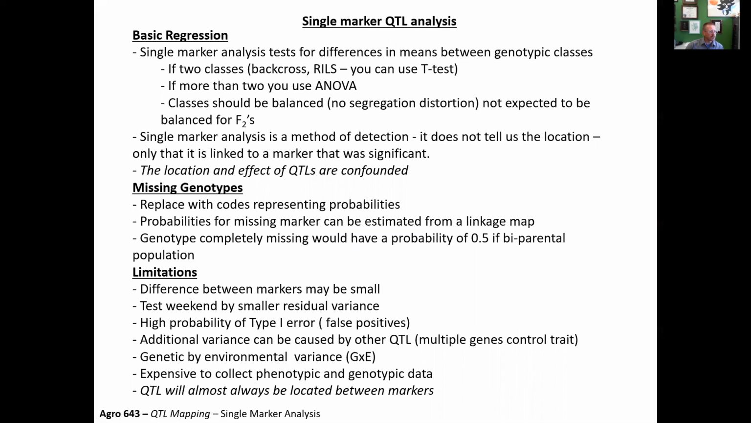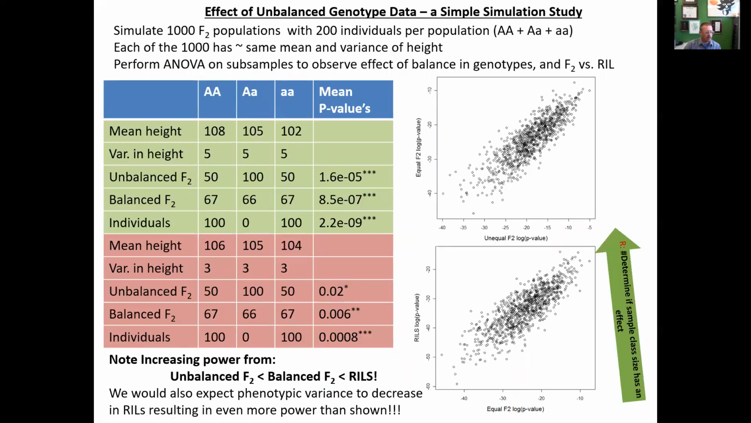In the interest of time, I'm not going to be able to get in the weeds too much, but I want to show you a little bit about sample size again. In this case, it would be unbalanced data. I'm showing you the height of the 3 genotypic classes. Let's say you have the ability to grow 200 individuals in your program and screen with a genetic marker. If you used an F2 population, that is 50 dominant, 50 recessive, and 100 heterozygotes, your significance would be at this level, 1.6 times e to the negative 5.